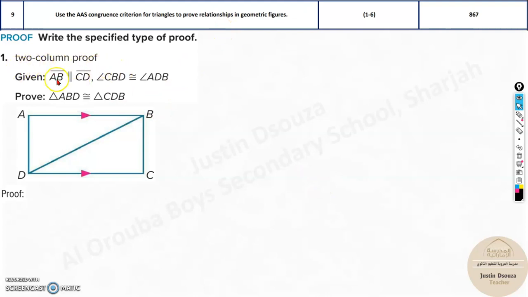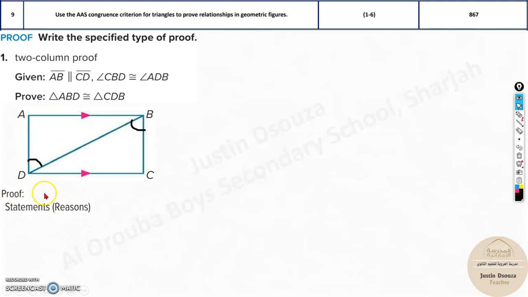They've asked for a two-column proof. Given AB is parallel to CD, look at this, AB and CD are parallel, and then angle CBD is congruent to angle ADB. That means this and this are congruent. We need to prove this triangle ABD is congruent to CDB. They have given these both are equal. How can we do the other steps?